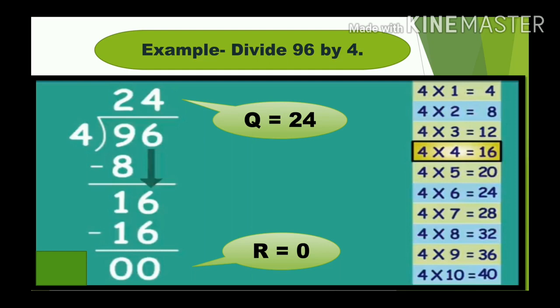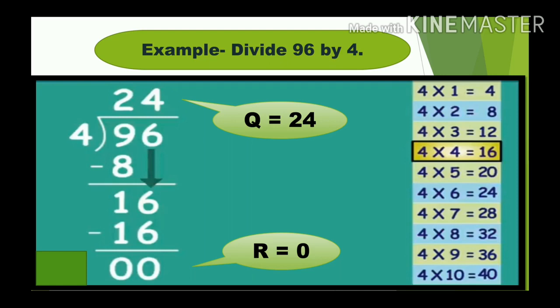So first we'll divide 4 by 9. So count the 4 table. We can see 4 2s are 8 and 4 3s are 12. So 12 is greater than 9, so we'll take 4 2 times 8. Now after that we have to subtract 9 minus 8, we get 1, and 6 you will drop down here, so it will become 16.